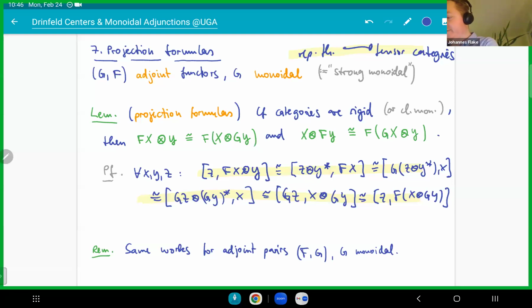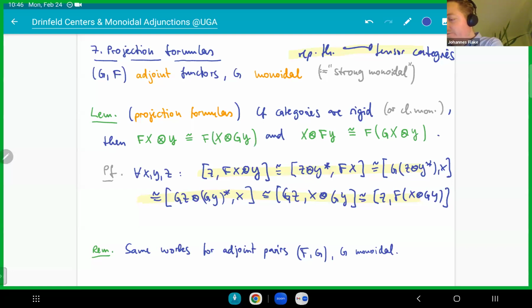We have a strong monoidal functor. So now if these categories happen to be rigid, or even just closed monoidal, but let's go with rigid because this works for most of the cases we're interested in. Then on this very abstract level, we get two isomorphisms of functors like this. So we have an action of tensoring with y on the F functor, which is given by the G functor. And also on the other side, we have an action of x on the F functor, given by the G functor.